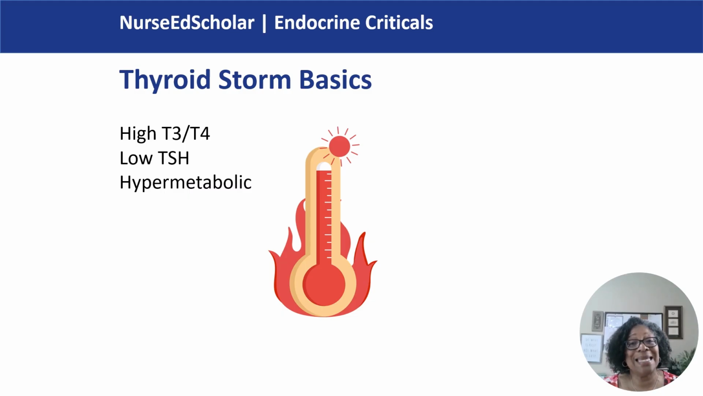Now, you'll notice that the TSH, that thyroid stimulating hormone, is low. But think about it. It should be. If you have too much thyroid hormone, the T3, the T4, why should the TSH be high? Think about it. Thyroid stimulating. It stimulates the body to make the thyroid hormone, but it doesn't need to because there's too much in the system.